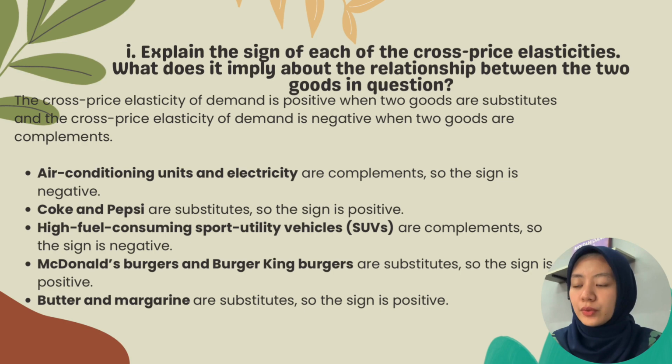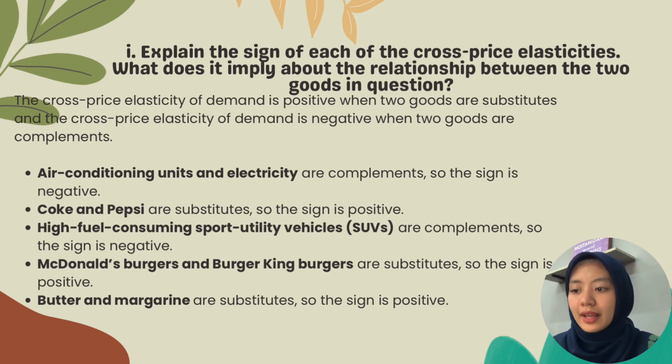We proceed to 1 Roman. Explain the sign of each of the cross price elasticities. What does it imply about the relationship between the two goods in question? Alright, the cross price elasticity of demand is positive when two goods are substitutes, and the cross price elasticity of demand is negative when two goods are complements.